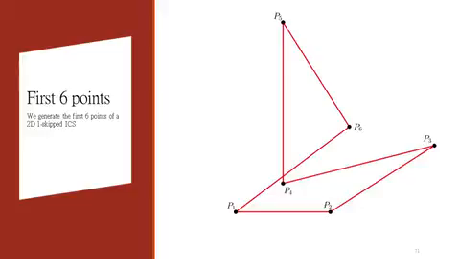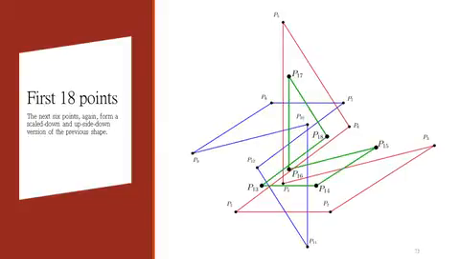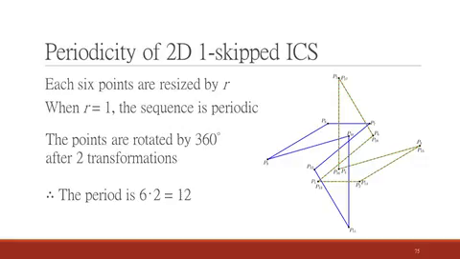For example, if we are given the first 6 points and connecting them in red, we can obtain the next 6 points connecting them in blue by rotation and scaling, and similar to the green shape. And as we can see, the green shape and the red shape are similar to each other and also in the same direction. And therefore, when R equals 1, the sequence is periodic. And as the points are rotated by 360 degrees after 2 transformations, the period of the whole sequence is 12.